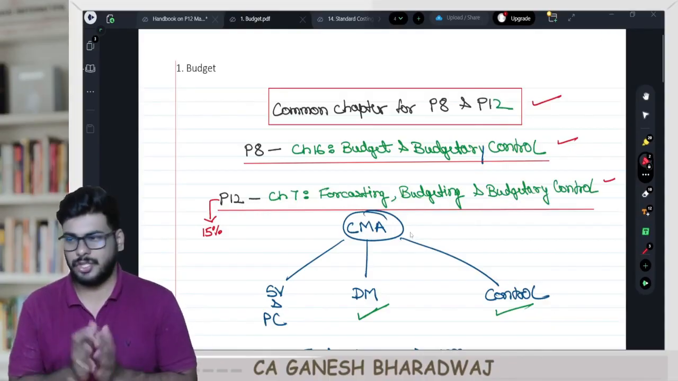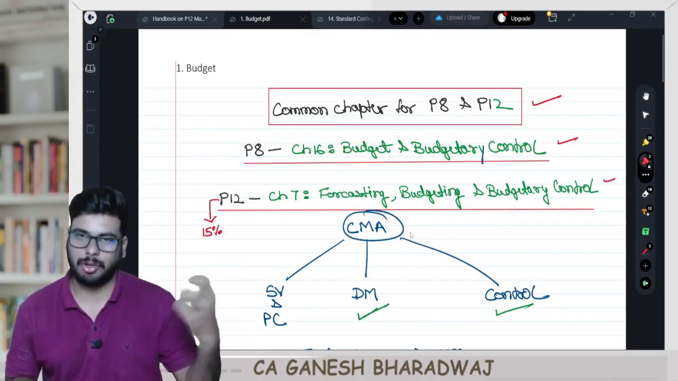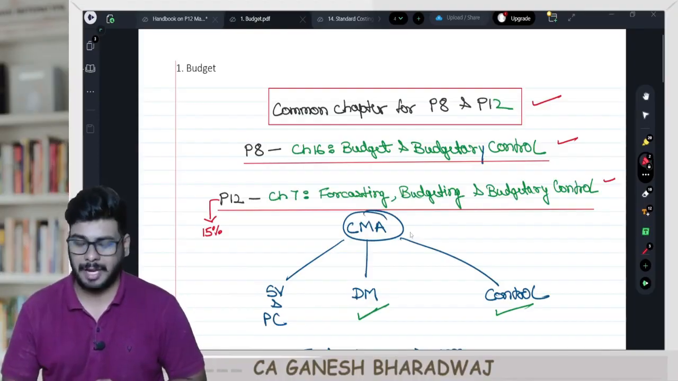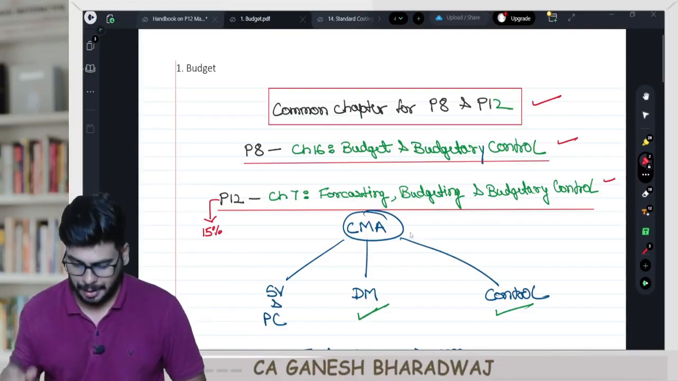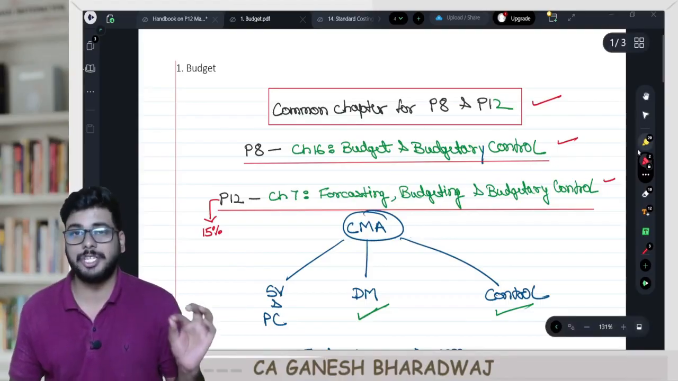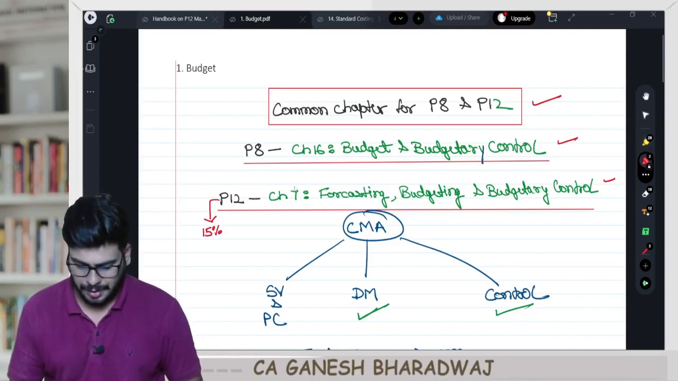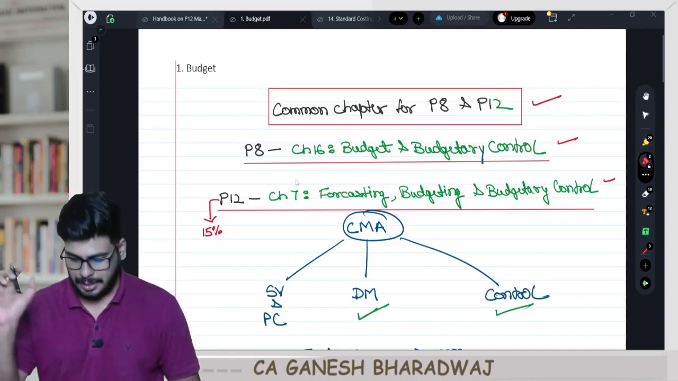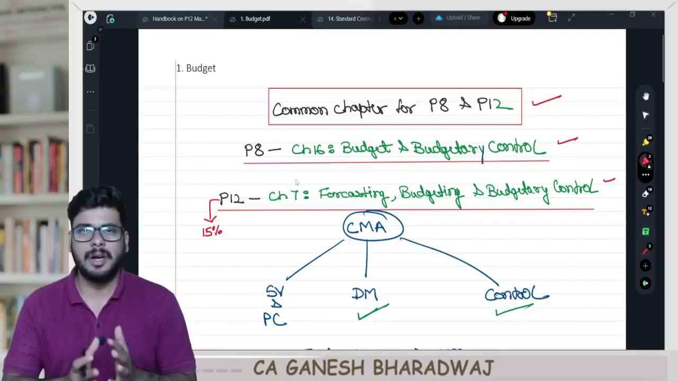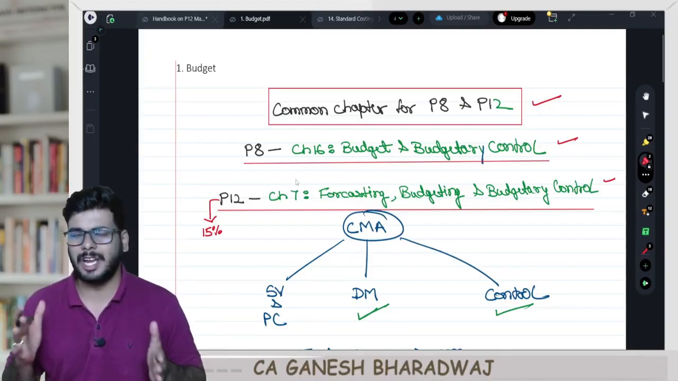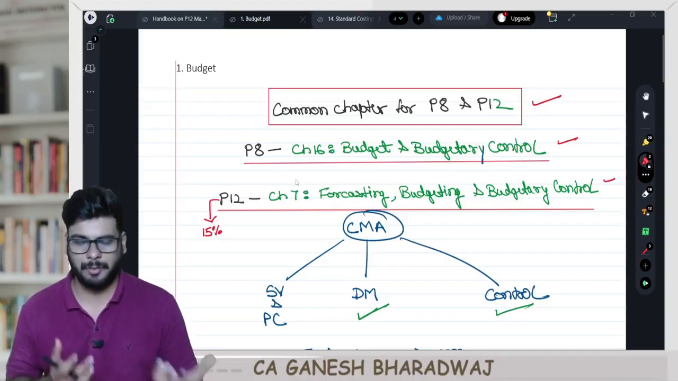Now, guys, this chapter, budgeting, is a common chapter for paper 8 cost accounting and paper 12 management accounting. In paper 8, this comes under chapter number 16, which is budgets and budgetary control, right? And in our paper 12, it is chapter number 7, forecasting, budgeting and budgetary control. The name of the chapter alone is different, but predominantly around 80 to 90% of the content of this particular chapter is going to be the same for both the papers, right?